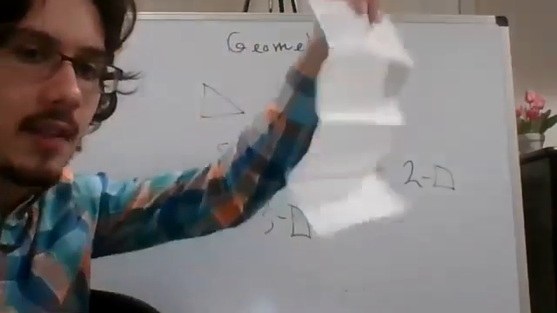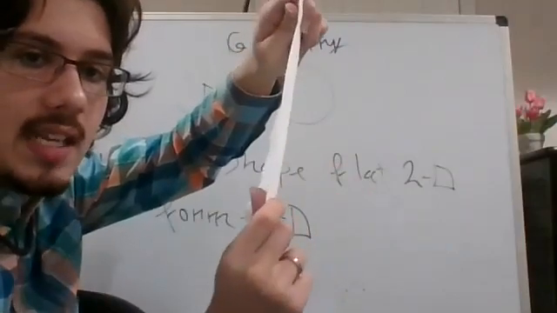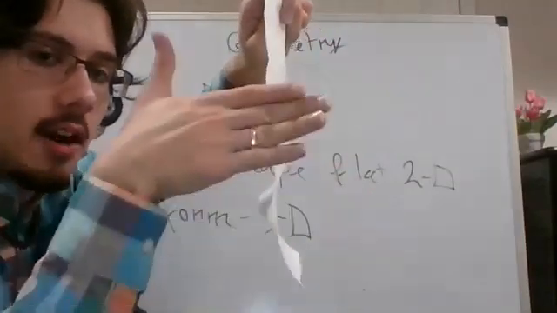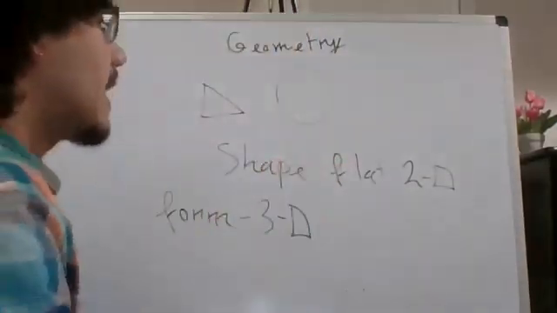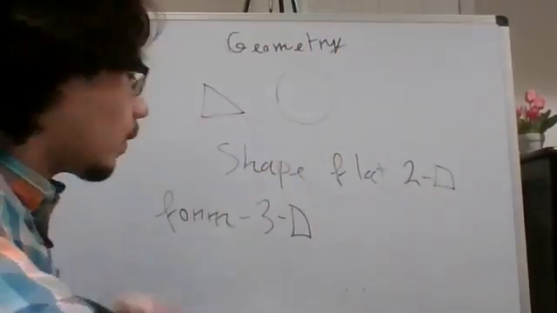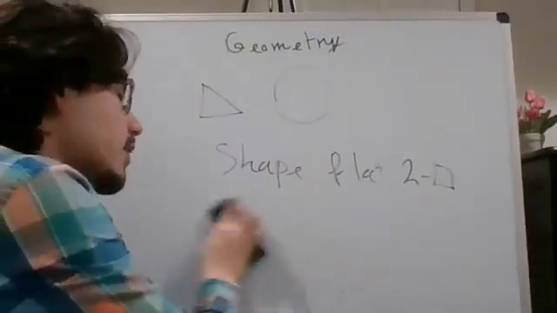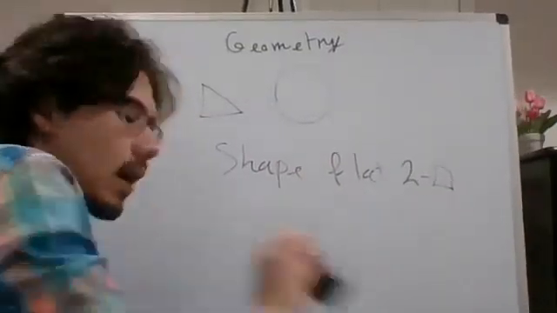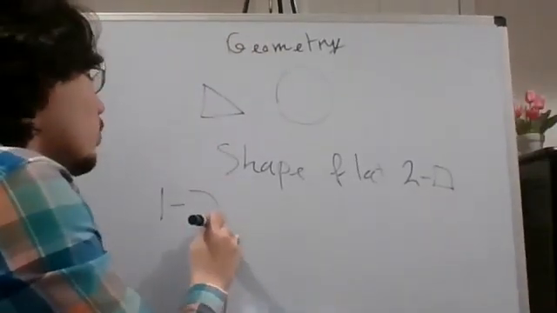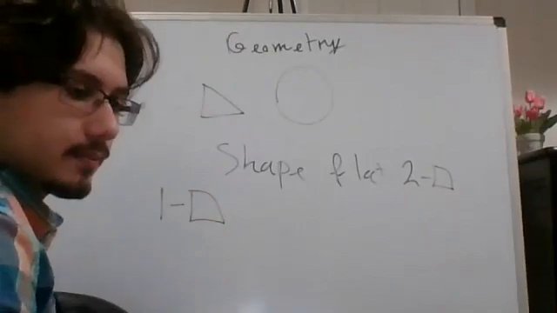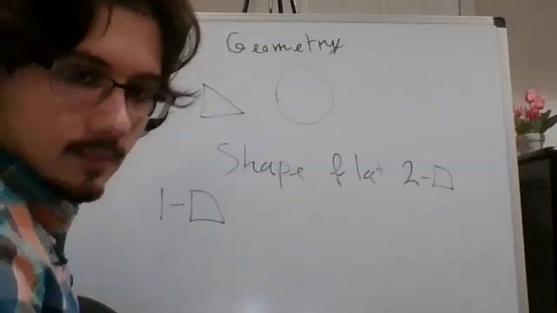If I turned it to the side, you wouldn't be able to see the side because it has no depth. Because shapes are flat, they are two-dimensional, and forms are three-dimensional. But we will not be talking about three-dimensional forms for now. We will be talking about one-dimensional. Does anybody know what one-dimensional is? No, sir.